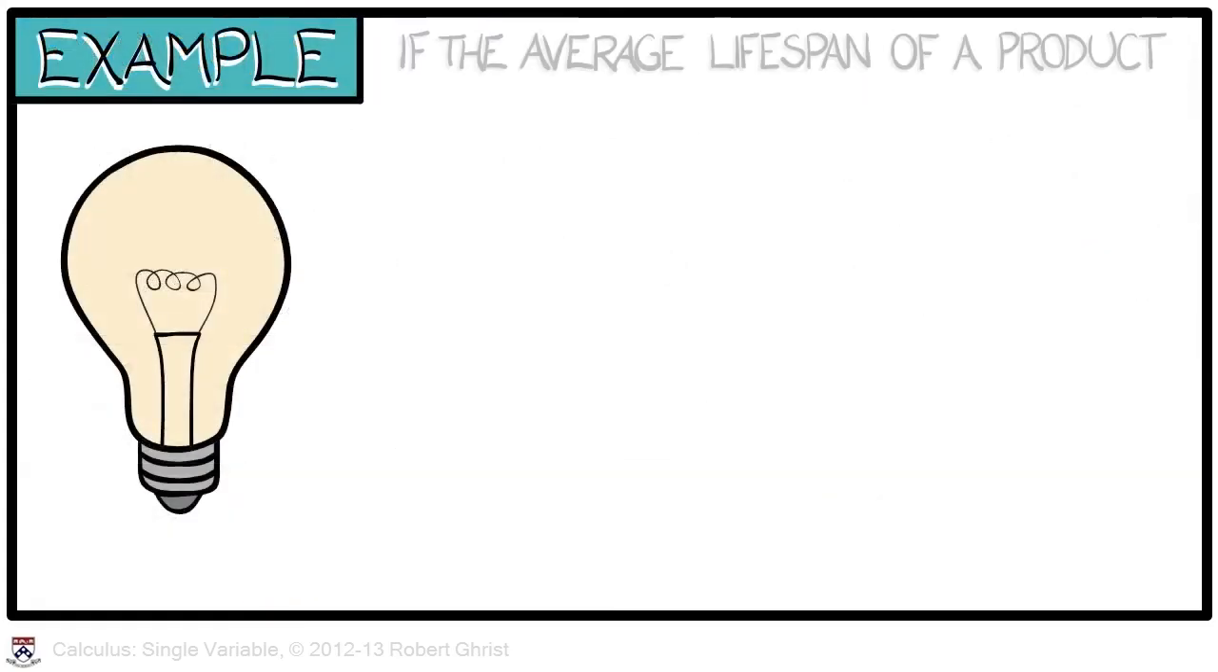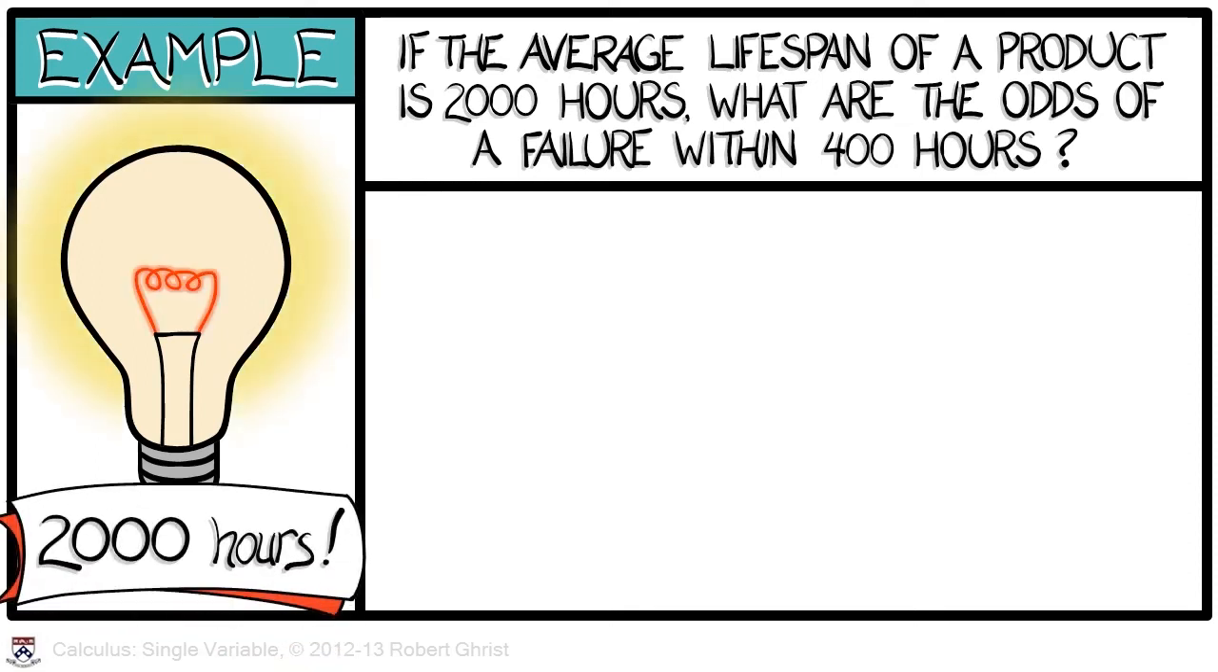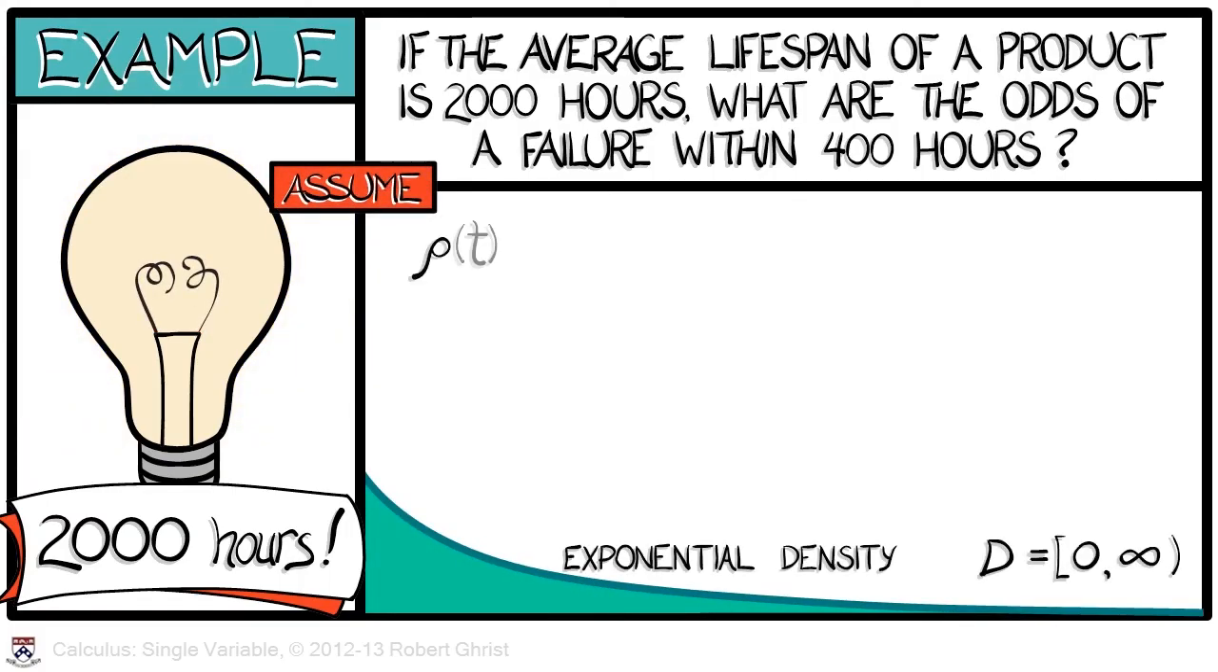Let's put this to use in a simple example. Let's say that a light bulb is advertised as having an average lifespan of 2,000 hours. What are the odds that your light bulb fails within 400 hours of use? You might think, well, that's very unlikely since they say the average lifespan is 2,000 hours. But let's see. If we assume a probability density function that is exponential and of the form alpha e to the minus alpha t, where t is time, then what could we say about alpha?